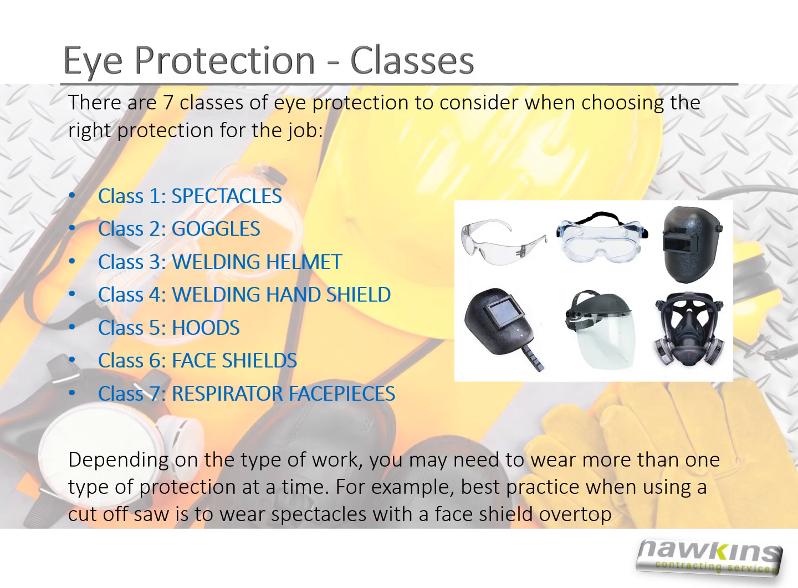There are 7 classes of eye protection to consider when choosing the right protection for the job. Class 1 is spectacles, Class 2 goggles, Class 3 welding helmet, Class 4 welding hand shield, Class 5 hoods, Class 6 face shields, and Class 7 respiratory face pieces. Depending on the type of work, you may need to wear more than one type of protection at a time. For example, best practice when cutting using a cutoff saw is to wear spectacles with a face shield over top.